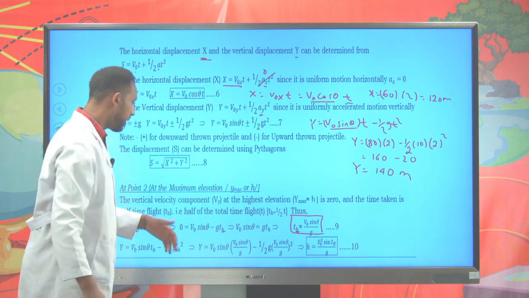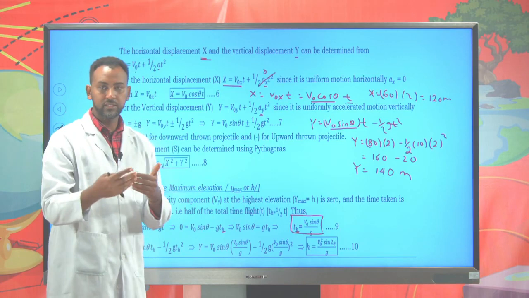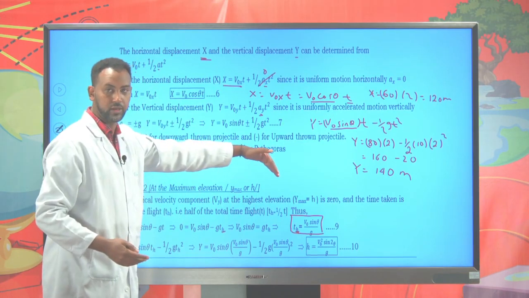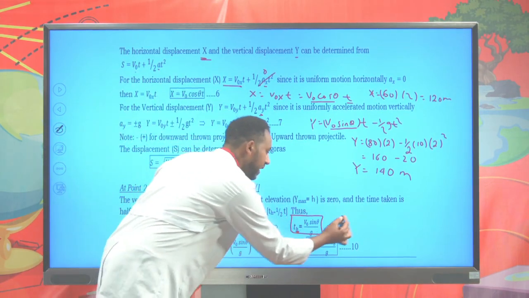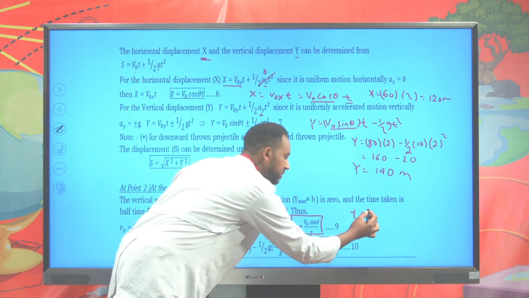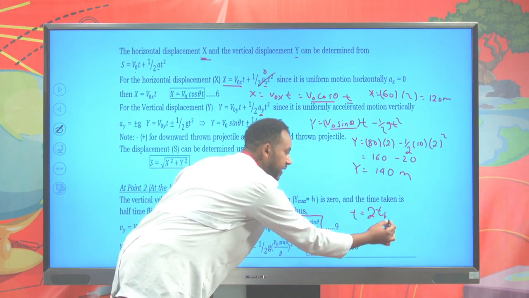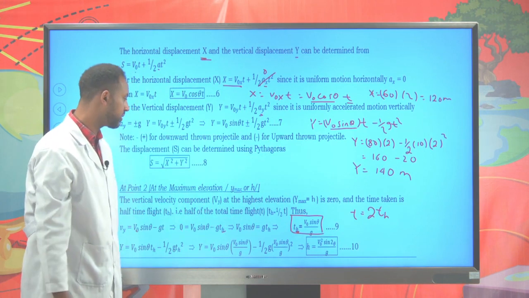And to find the total time of flight, for the total projection of the projectile, you can double this time. The total time of flight becomes twice the half-time of flight. Okay, the half-time of flight, it's possible to find that.